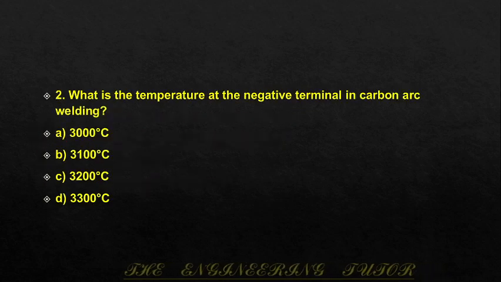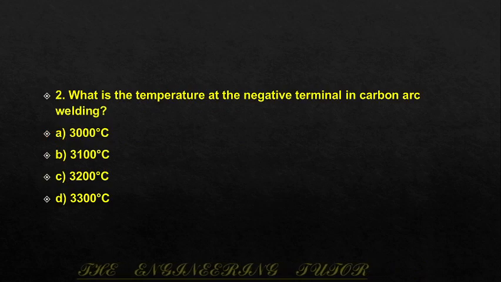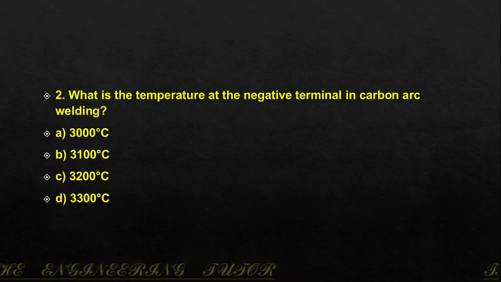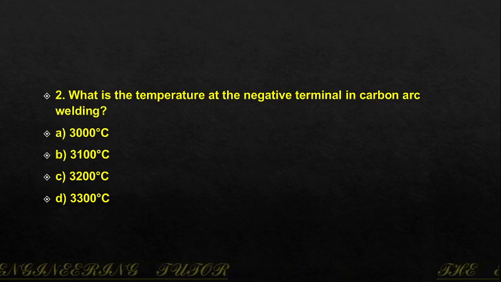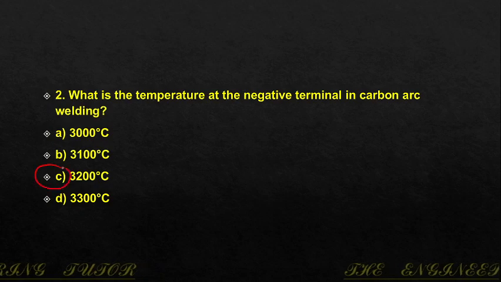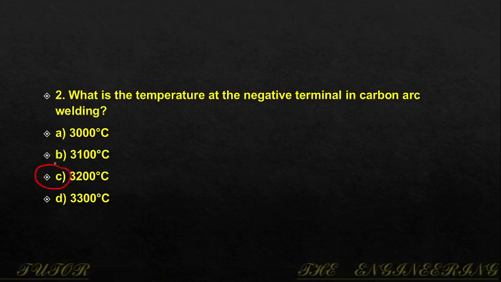Our next question: what is the temperature at the negative terminal in carbon arc welding? We have to study the temperature developed in both the positive and negative terminals of carbon arc welding. The temperature developed in the negative terminal is 3200 degrees Celsius.